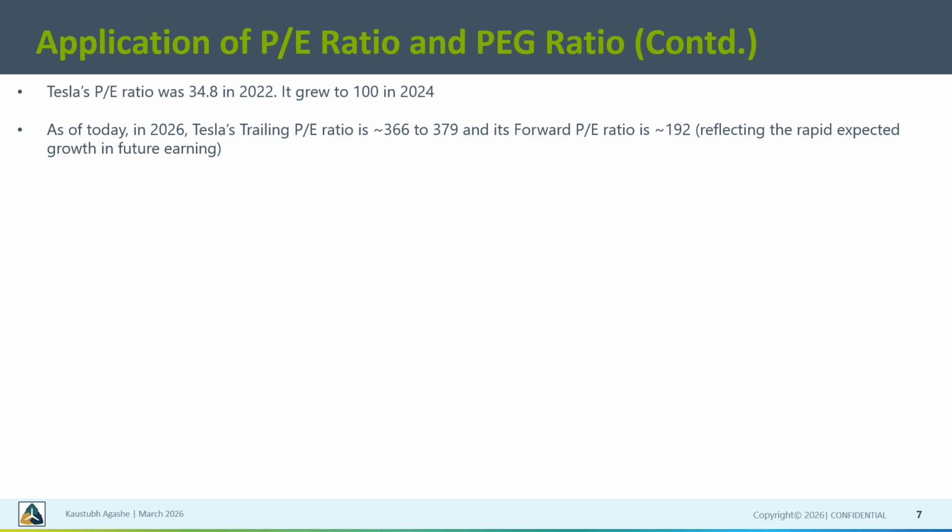Now Tesla's PE ratio has been highly volatile in last 10 years. So it was ranging from as low as 31 to over 1200, which indicates Tesla is in its growth phase and the expectation of EPS growth is very high and it is already built into the price.